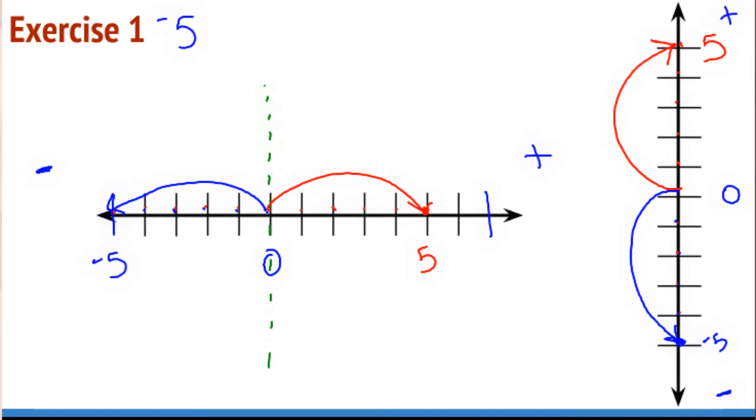So to find the opposite number, I started at 0. I went the same number of units, but I went in the opposite direction. Instead of going in the negative direction, 5 units, I went in the positive direction, 5 units. And I've marked the opposite number on both number lines.